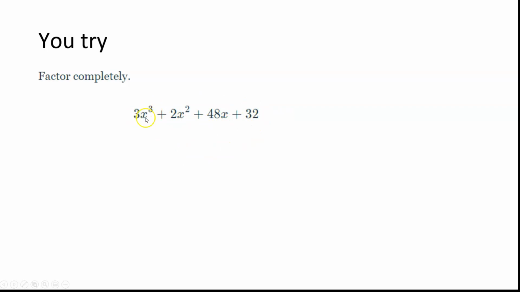There is not one in this one because, as you can see, our 32 at the very end, our positive 32, doesn't have a variable. And then none of these factors will go into each other number. So go ahead and take a second, see if you can group this, and then factor them by grouping, and we'll come back.